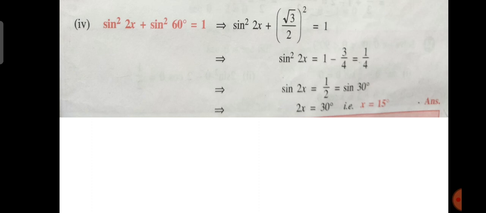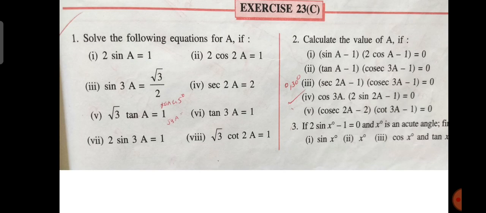And the exercise problems that have been given are also very easy. You have to find A. 2 sin A is equal to 1, like that. All the angles have to be found out. You have to simplify those equations, going from the left side to the right side like that. Solve the equation and you will get the angle.